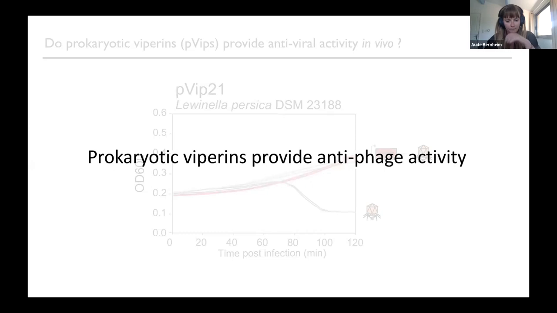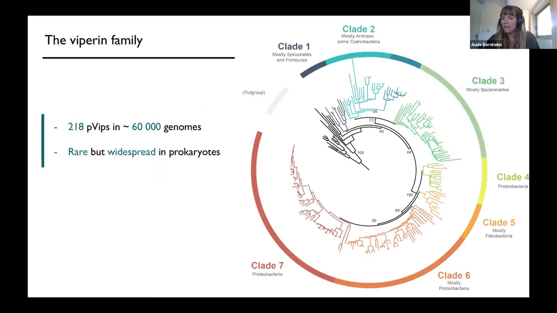And so at this stage, we were super interested in knowing a bit more about the viperin family in general. And so what we did was to take all the homologs we found. It's actually a very rare protein, only 218 PVIPs in something like 60,000 genomes. And we built a phylogenetic tree. And the main thing is that this is a very rare protein, but it's super widespread. We find archaea, cyanobacteria, spirochetes, firmicutes, proteobacteria. And for us, this pointed to a quite ancient origin of this gene.